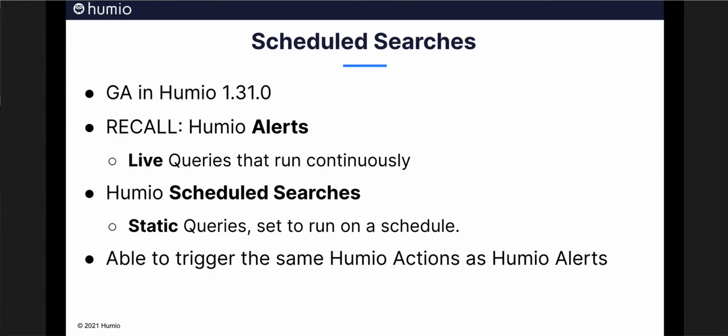Recall back in the intro to Humio video series, we introduced Humio Alerts. Scheduled searches are similar. Whereas Humio Alerts run on live queries, Humio Scheduled Searches are static queries that run on a schedule. They take advantage of the same actions as Humio Alerts.